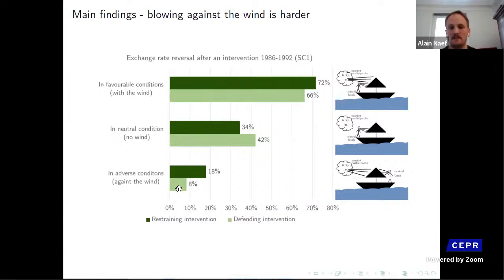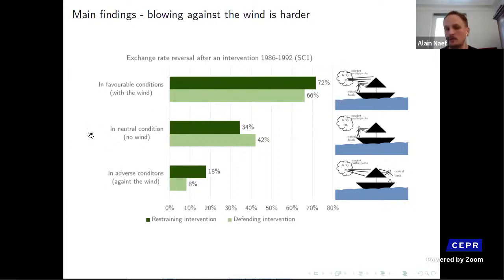So these are defending interventions in light green and restraining intervention in dark green. And so what that means is that when they're trying to make sterling appreciate against the Deutschmark in conditions that are bad, for example, Germany just raised interest rates, they go on the market to try to make sterling appreciate, and then their success rate is only 8%. And so I think that's really important, because this is probably the case when you'd want your interventions to be the most effective. And what we're picking up here is that they're less successful because obviously they're going against adverse conditions. And then the rates when they're going with the market are much higher.